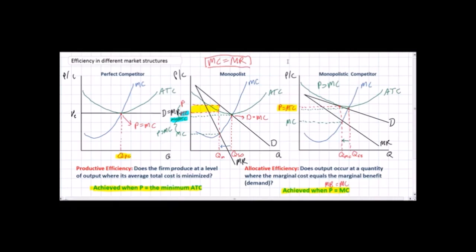Imperfect competition, while it is technically productively inefficient and allocatively inefficient, actually provides many benefits for consumers in the form of innovation, product variety, customer service, and other benefits that we derive from the competitive nature of monopolistic competitors. That wraps up this lesson on efficiency in different market structures.